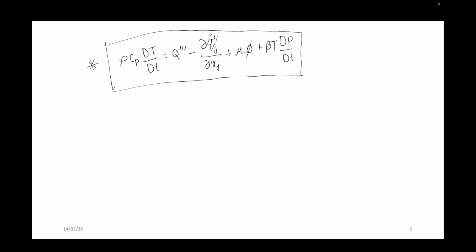I have already told you, what is Q dash? Q dash is the heat flux, right? So for heat flux, if it is convection you know how to put it, and if it is conduction you know that it is k dT by dx. Accordingly you can put it, right? This is your viscous dissipation term, and this is your compressibility term.